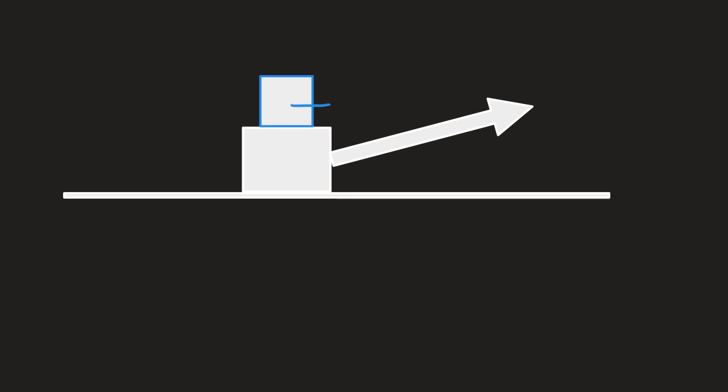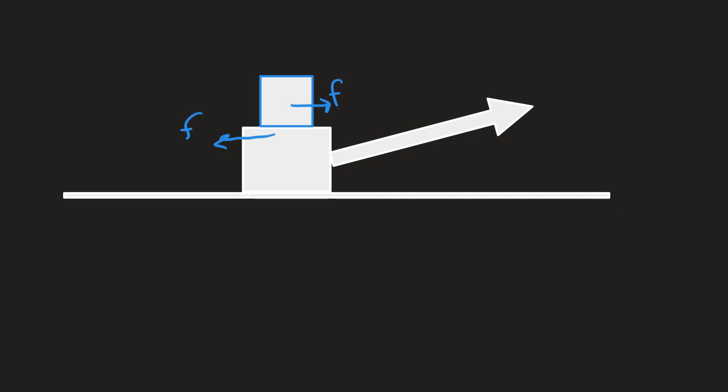Now, you can't have one force without another. So if I'm going to have a force in this direction on the top box that's coming from the bottom box, there's also got to be a force in this direction, equal in magnitude and opposite in direction, because they are a Newton's third law pair.